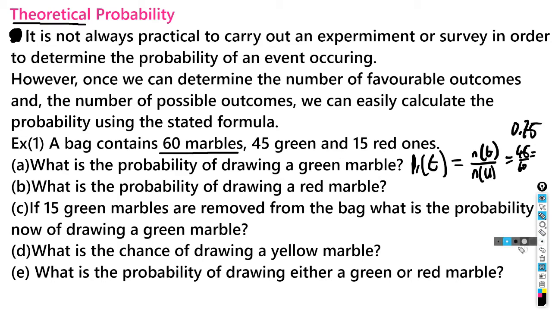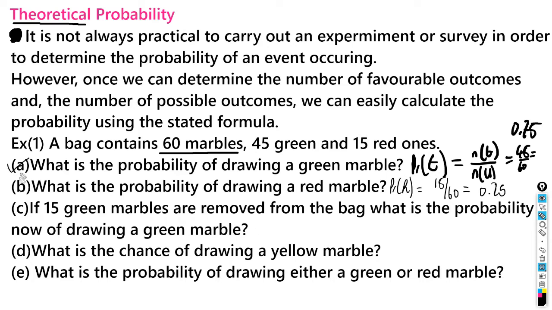So let's look at the answer for B. What's the probability of drawing a red marble? So clearly the probability of a red marble is equal to 15 over 60, which is equal to 0.25. Cool. Really easy stuff here, guys.